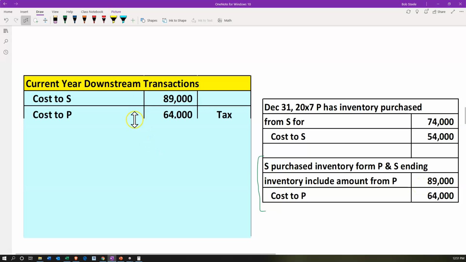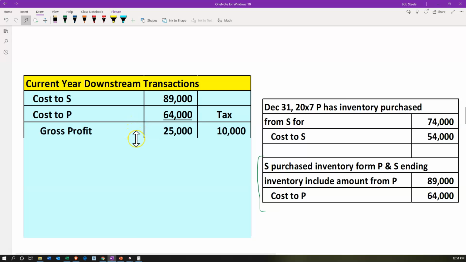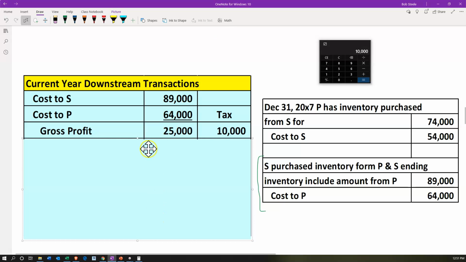And then we've got the cost to P is going to be the 64,000. So the difference is going to be that 25,000 gross profit that's basically in that ending inventory. If we consider the tax effect, which is kind of like the new thing here, we're going to be saying, all right, there's a 40% tax effect. So that 25,000 times the 0.4 is going to be 10,000. So after taxes, we have the 25,000 minus the 10,000 or the 15,000.